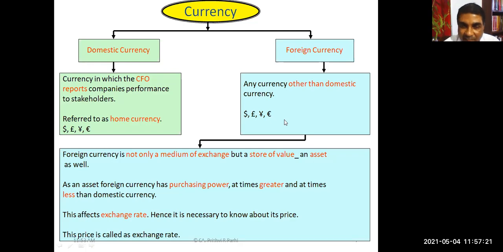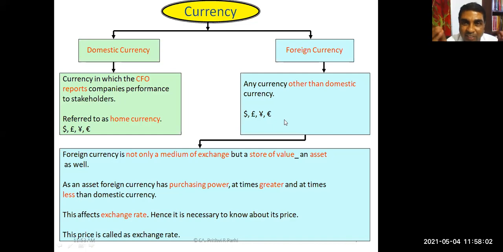Okay, when you call it an asset, this foreign currency has a purchasing power. Sometimes it is more than the domestic currency, sometimes it is less than the domestic currency. And since this purchasing power of the currencies fluctuates, it affects the exchange rate. That exchange rate is in fact the price of that currency. So therefore, it is necessary for us to know the price of a foreign currency.